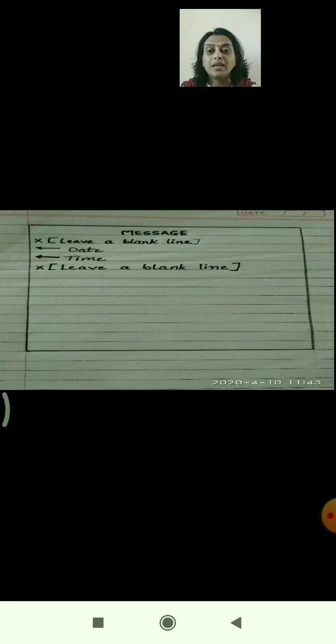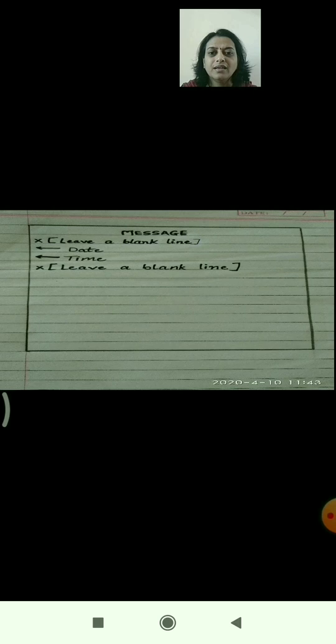Then again you have to leave a line. So after writing time, one line, again I have put a cross there. That is, you have to leave a blank line. You will not write anything. So here we got the initial steps of how to begin message writing. Message in block letters, capital letters, then a line you have to leave blank, then you have to write the date, then the time, and again leave one line blank.